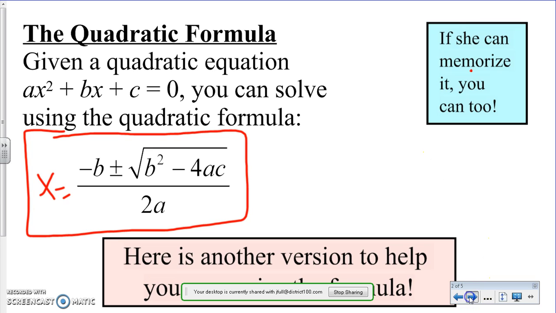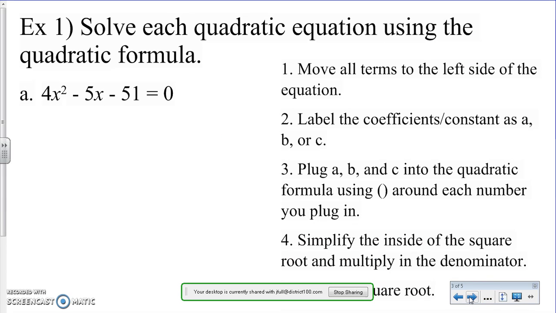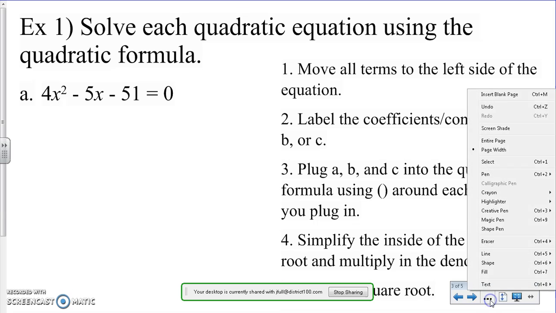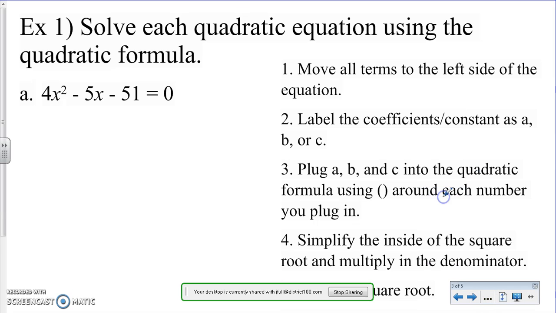Let's go ahead and talk about how we're actually going to use that quadratic formula to help us solve a problem. Okay, so example 1 here has a quadratic equation, 4x squared minus 5x minus 51 equals 0. First step here is to move all the terms to the left side so that we have an equal 0 there. Since ours is already equal to 0, we don't actually have to do that step. We're going to move on to step 2.